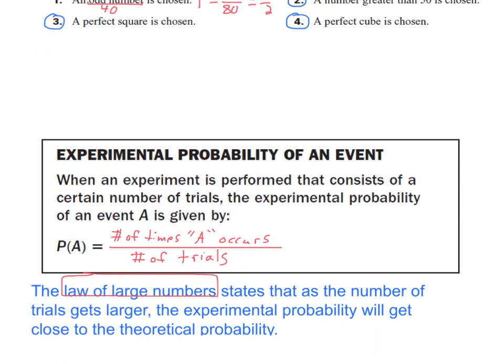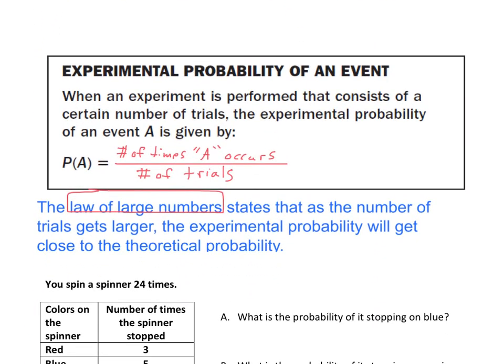The other topic within basic probability is experimental probability. And experimental probability is for those instances where it's difficult to calculate the theoretical probability by hand. The experimental probability is when an experiment is performed that consists of a certain number of trials. The experimental probability of an event A is given by the number of times that event A occurs divided by the number of times that you did the experiment, or the number of trials.